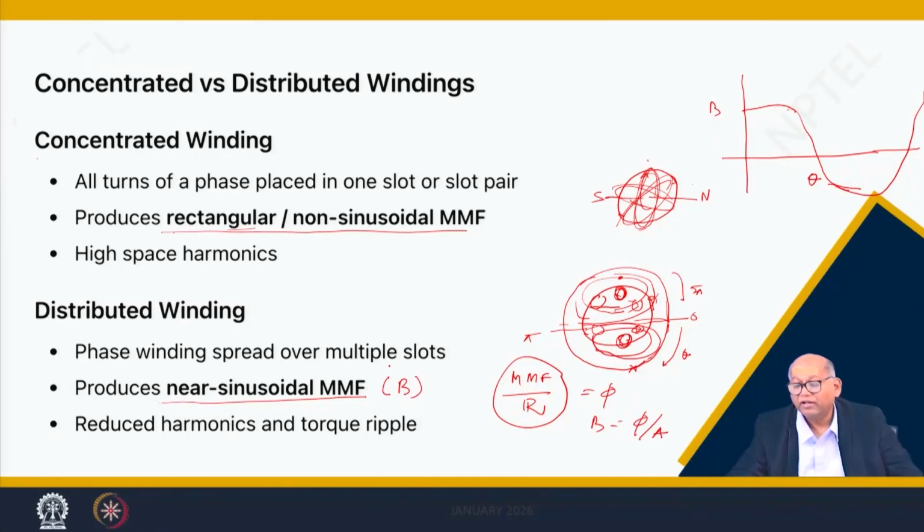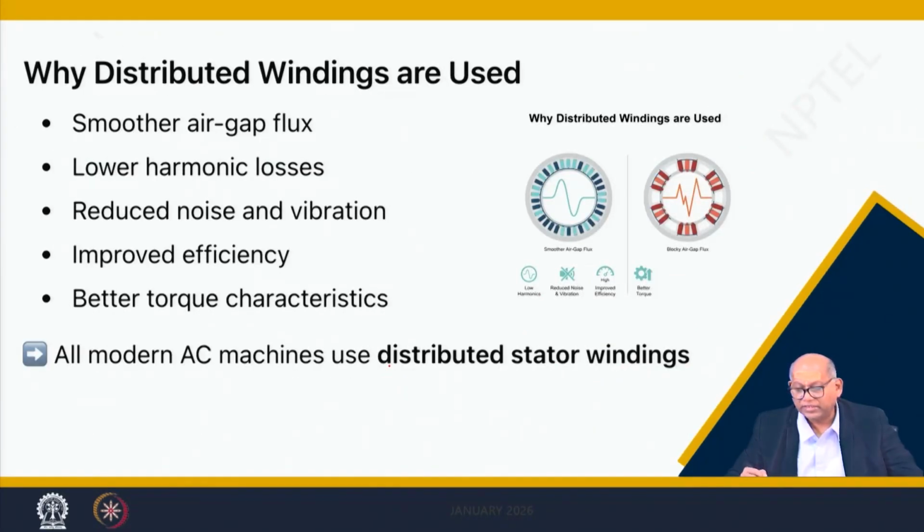Why sinusoidal? If it is sinusoidal, we can produce sinusoidal voltage and the torque will be very uniform. That is the whole idea of becoming sinusoidal. So, you can see there are two windings here. This is a distributed winding, this is a concentrated winding. Here the flux is not sinusoidal. Here, because of the distributed winding, the flux gets added up and it becomes sinusoidal.